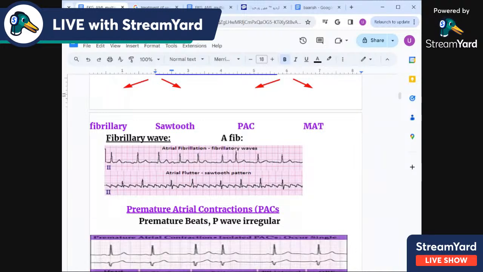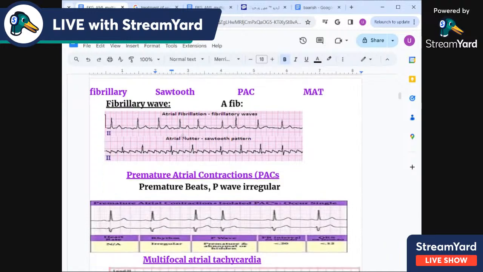And here the atrial rate is more than 350, but the ventricular rate is also increased, because not all the impulses pass through the AV node, but too many impulses pass. So the ventricular rate in atrial fibrillation is also high, so there is tachycardia also. Another complication of atrial fibrillation is mural thrombus formation that may cause stroke.